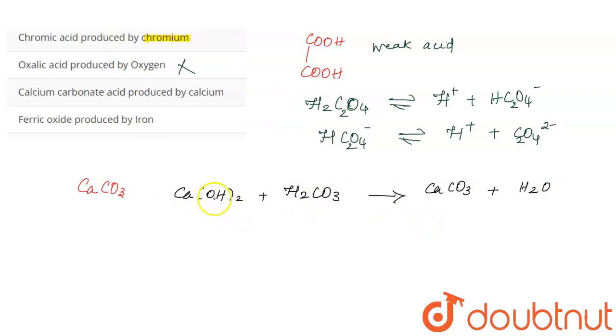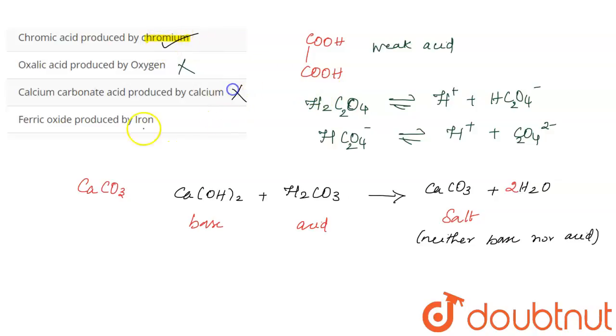So calcium is balanced. To balance the hydrogens and oxygens, we can put 2 over here. Carbon and CO3 are balanced. So now this calcium hydroxide is a base. This carbonic acid is an acid. So it is formed from an acid and a base, which means what? It is a salt. So it is neither an acid nor a base, which means it is not the answer, because we have to find out the corrosive acid, which is option A. So this is also incorrect.